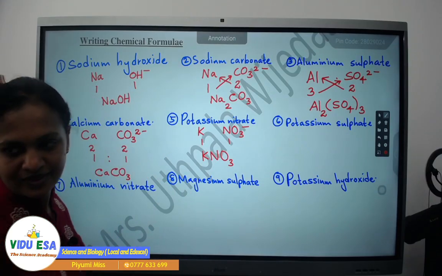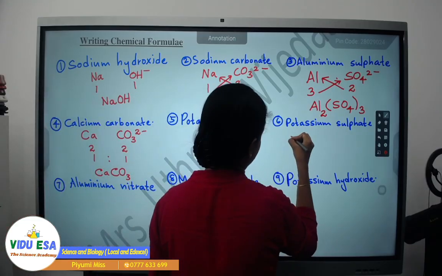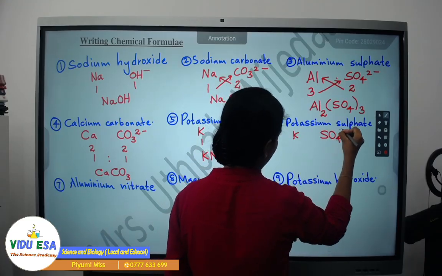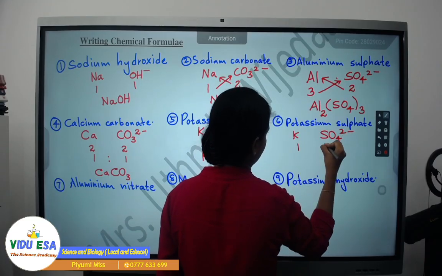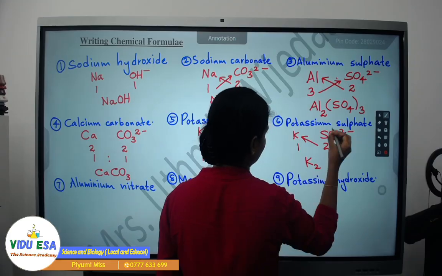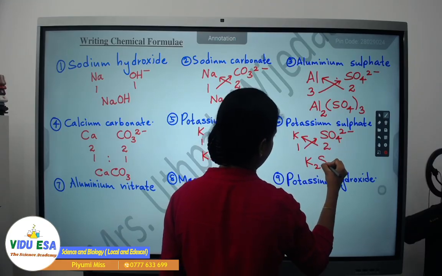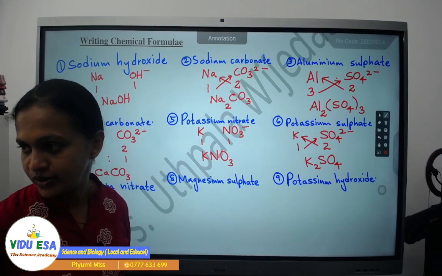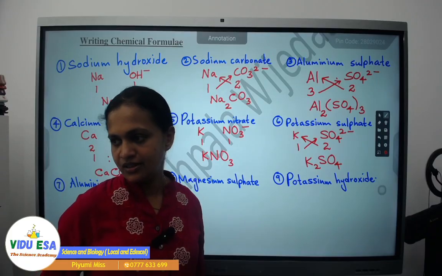KNO3. Potassium sulfate. Potassium and sulfate, SO4 2 minus. 1 and 2. So it becomes K2, and the 1 belongs to sulfate. Since it is 1, we don't need to write it: K2SO4. Please turn on the videos.